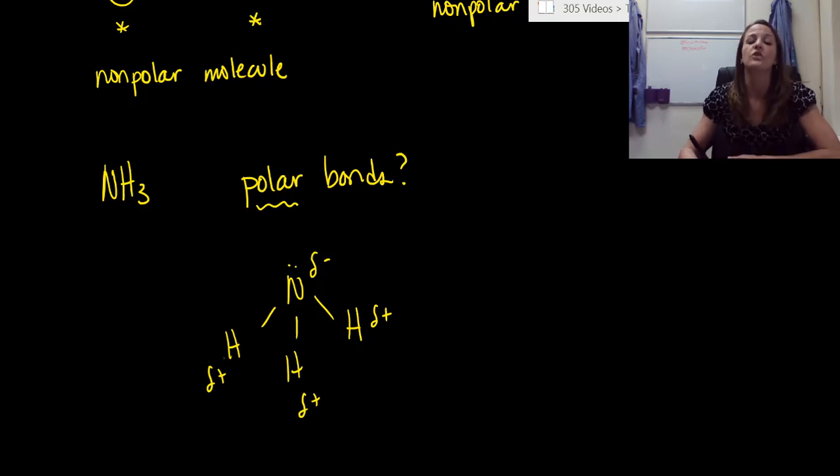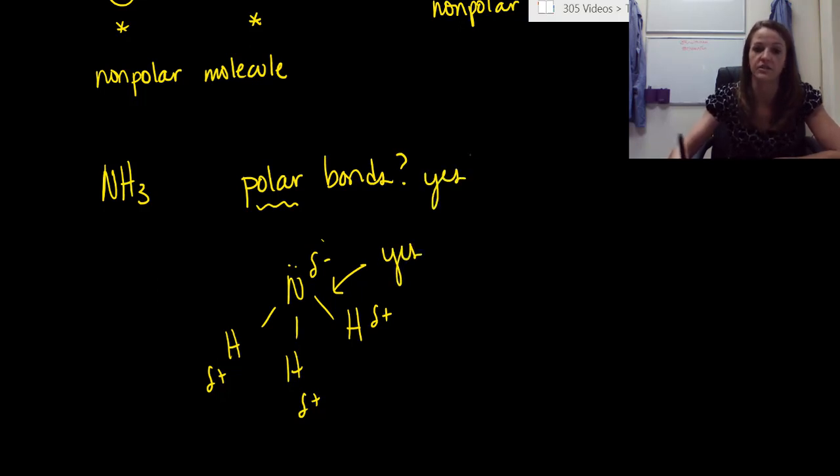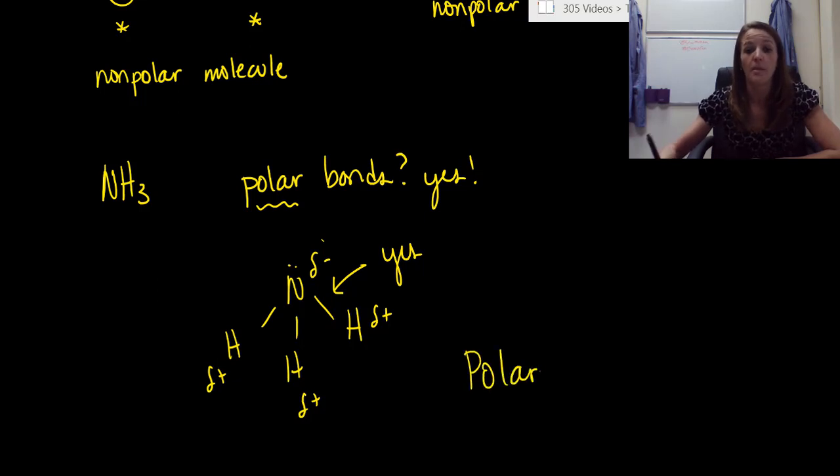Once you've done that, you can very easily identify if there's a polar bond. So you just look at the bond and say, are they both positive? Are they both negative? And in this case, one's negative, one's positive. We definitely have polar covalent bonds. The answer is yes. So now my question is, is this a polar molecule?